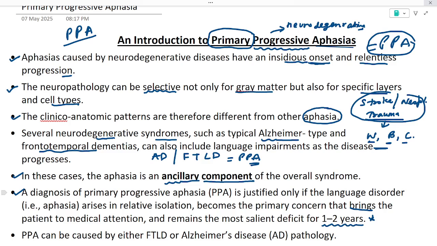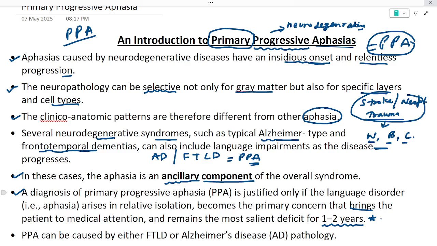What this line is trying to tell us is that although frontotemporal lobar dementia and Alzheimer's disease cause aphasia, they involve other areas also. For example, Alzheimer disease will impact episodic memory. Frontotemporal lobar dementia will impact cognition, right? So these neurodegenerative disorders are associated with PPAs, they can cause PPAs, but will they always cause PPA? No, they may not always cause PPA, right?